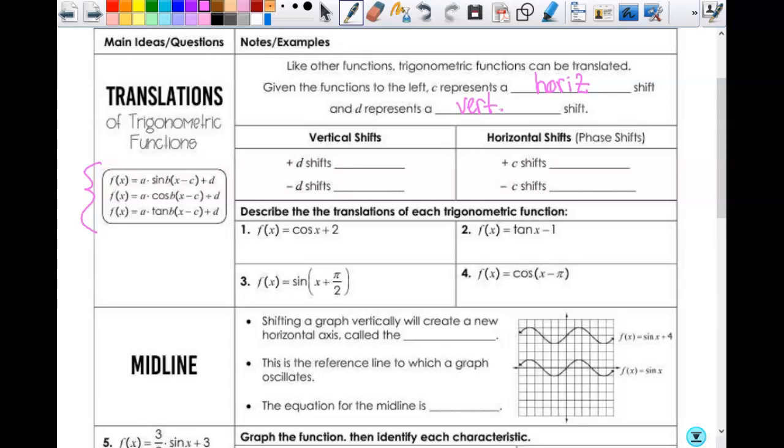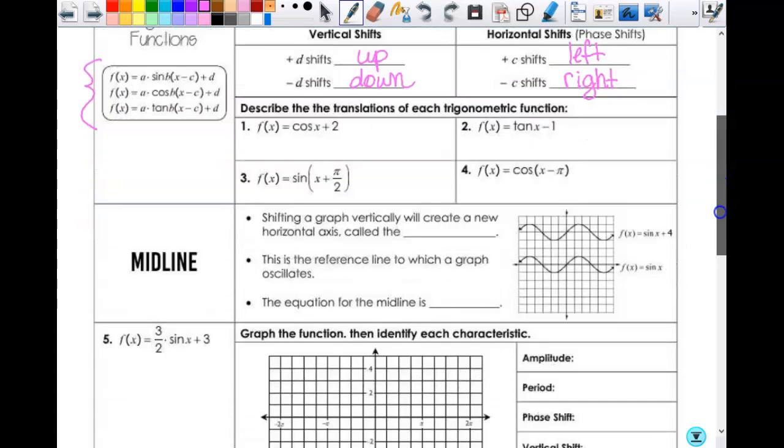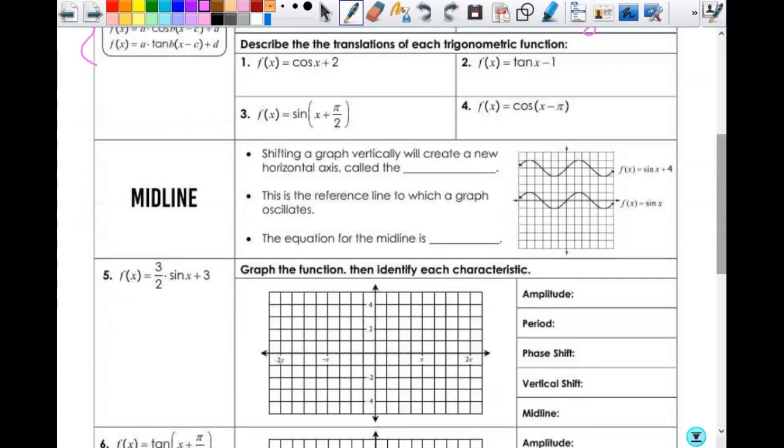So vertical shifts. If I have plus d, what happens? Up. Minus d means it's going down. Horizontal shifts or phase shifts, plus c shifts which way? Left, and minus c shifts right. So, old business, right? Even though it's trig, it's the same thing that's happening, so it's not going to be that big of a deal for us to figure it out, even though the trig makes it look a little different.